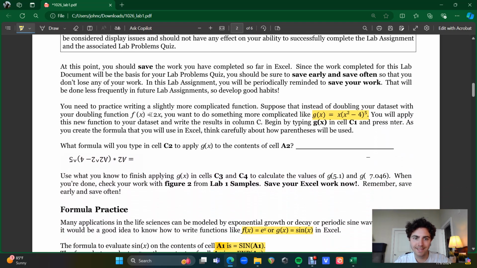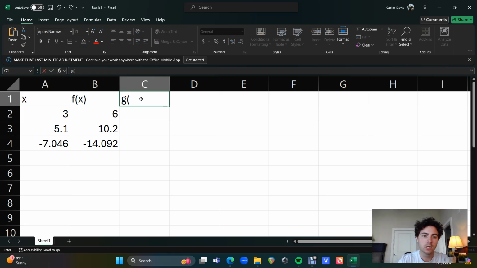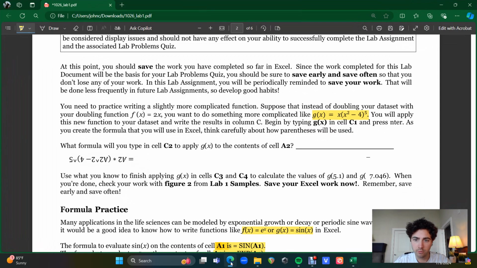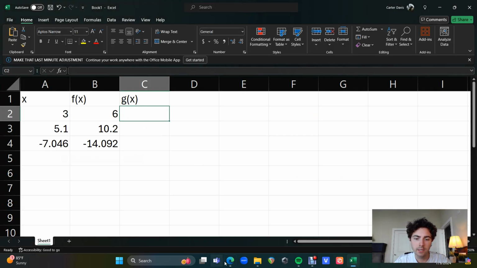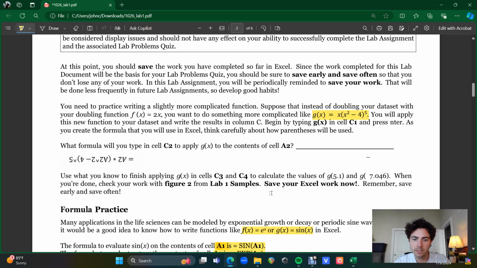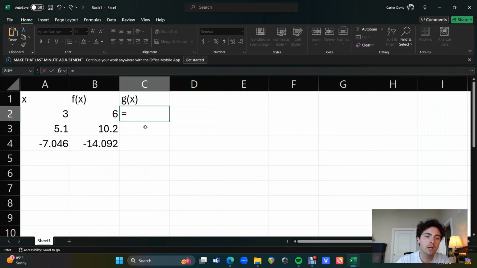Let's skip around a little bit. Save your work. So let's say instead of something basic like the doubling function, we wanted to do something more complicated, like this function here. New data set in column C, g of x in C1. So now we're doing g of x, and we're just typing in that crazier function. It's x times x squared minus 4 to the 5th power. So anywhere we're typing x, we're going to click on A1. So it's x times, in parentheses, x squared minus 4.